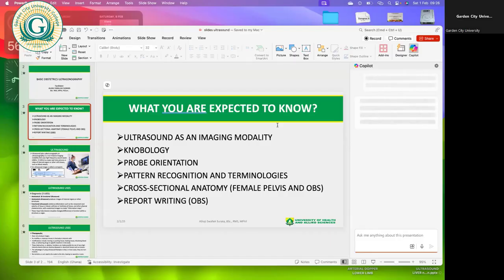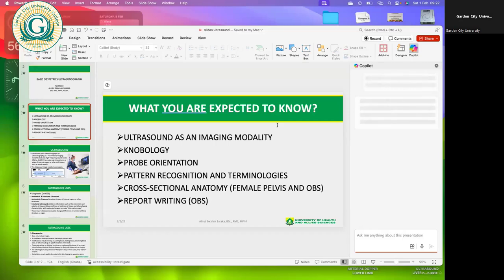And then, of course, we'll talk about probe orientation. When you get your ultrasound machine, how do you orient your probe as placed on the patient with regards to what you are seeing on the ultrasound screen? We'll discuss that as well. Then, of course, we'll talk about pattern recognition and some of its terminologies in ultrasound. The pattern recognition makes us understand what we are seeing and how to interpret them.